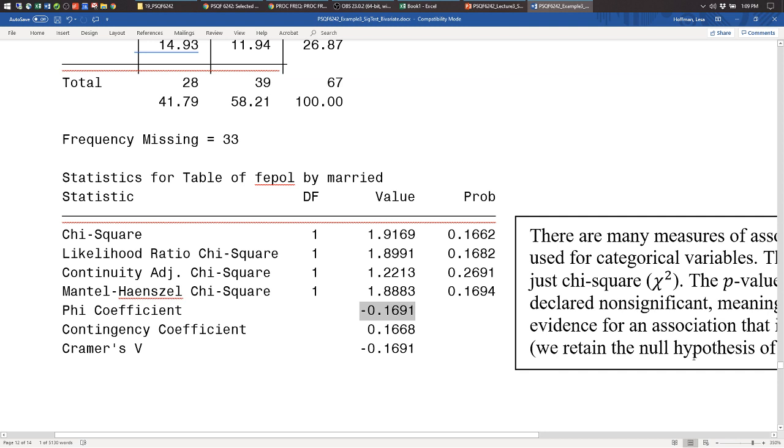So let's say that you wrote this up. You submitted it for publication, and reviewer 3 is not having it. I think that your conclusion that there's no association between misogyny and marital status is suspect because you don't have enough power.